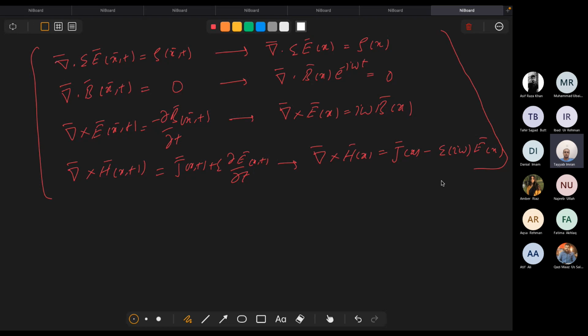So that is enough for today's lecture. In the next lecture we will study the time harmonics, or you can say the Fourier transformed form of the Maxwell equations or something like this.